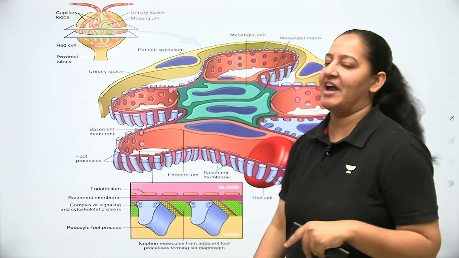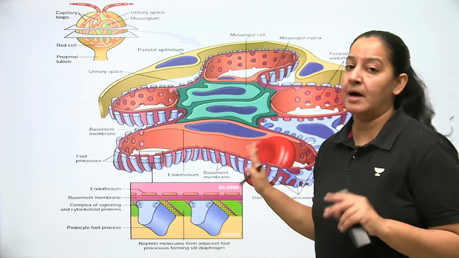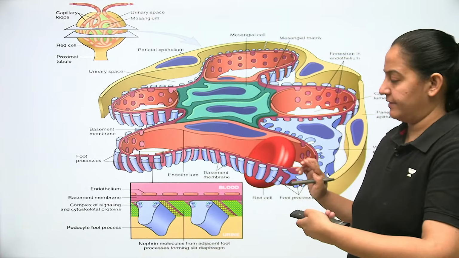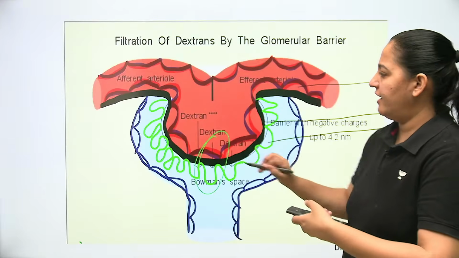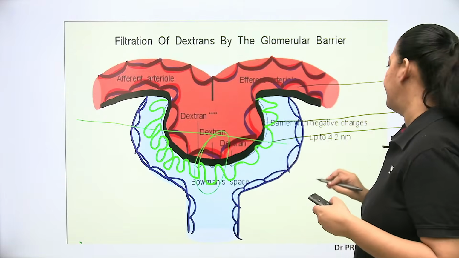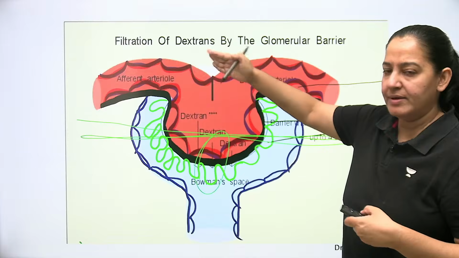Now this is the master diagram, from Robbins, a beautiful diagram. You can see if I'm cutting the glomerulus from here, give me a while. If I'm cutting the glomerulus from here, imagine if I'm giving a cut here and looking at it from above, how does it look?